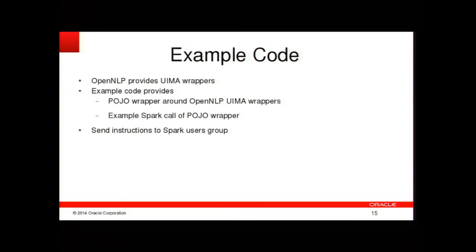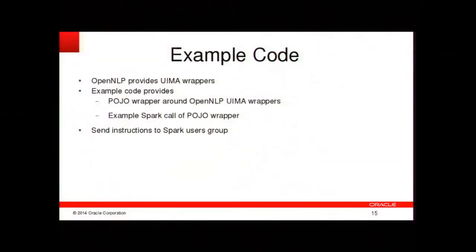But what I've cobbled together so far is an example that shows how to invoke OpenNLP. It's a little bit of a silly and contrived example because OpenNLP is perfectly fine to call as a Java library, but they do provide UIMA wrappers. So basically I'm providing a POJO wrapper around their UIMA wrapper around their POJO library. But it is nice to have all the mechanics in one place to demonstrate the API that's required, and then a simple example that has the Spark RDD of type string that invokes the POJO wrapper.